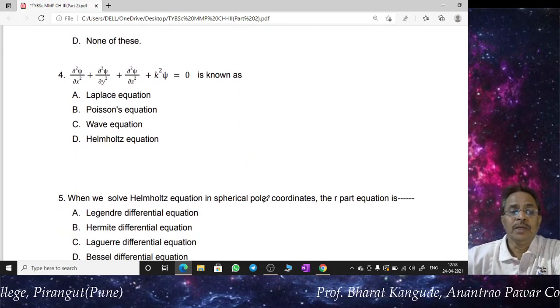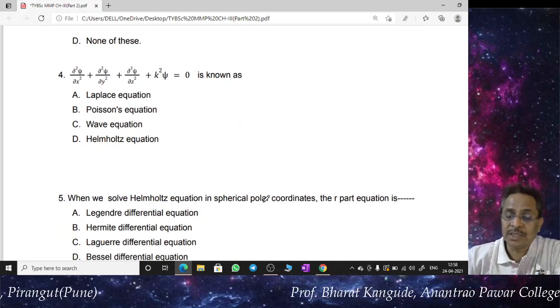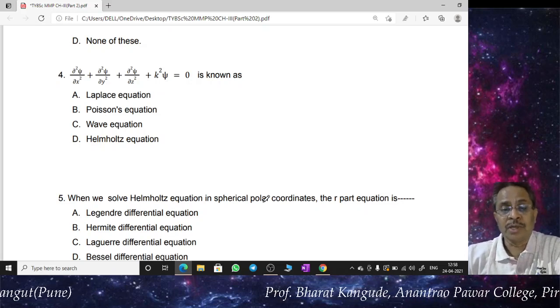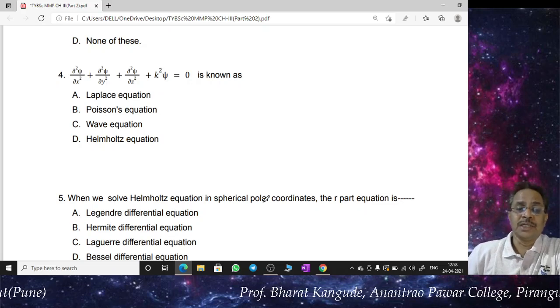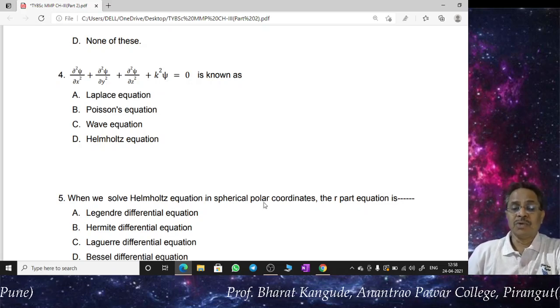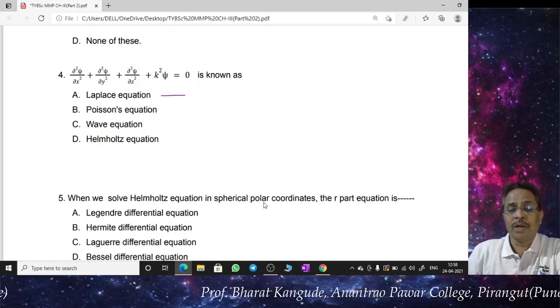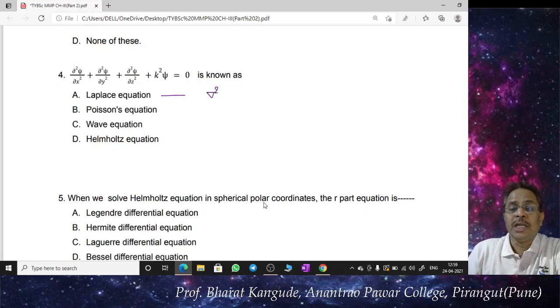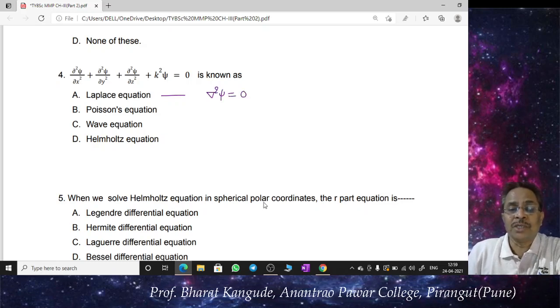This is what equation, another equation has been given: del square psi upon del x square, these are our partial derivatives, plus del square psi upon del y square, plus del square psi upon del z square, plus k square psi is equal to 0. This equation is known as... now if we remember, in an earlier video we have seen del square psi is equal to 0, right hand side is 0, this is called the Laplace equation.